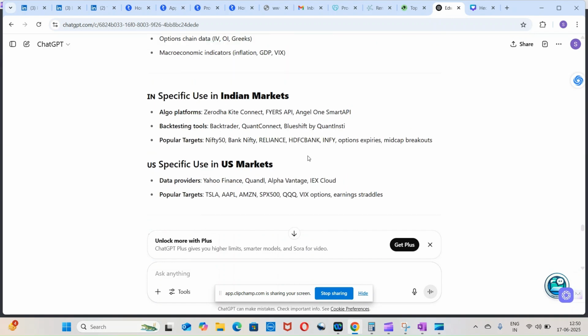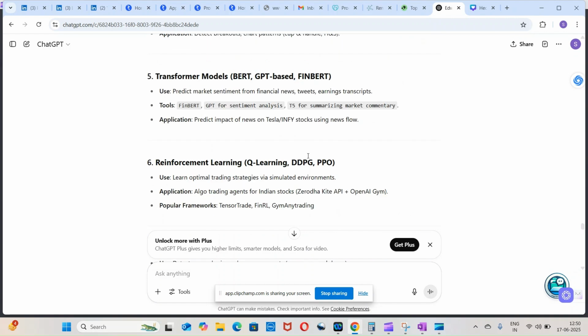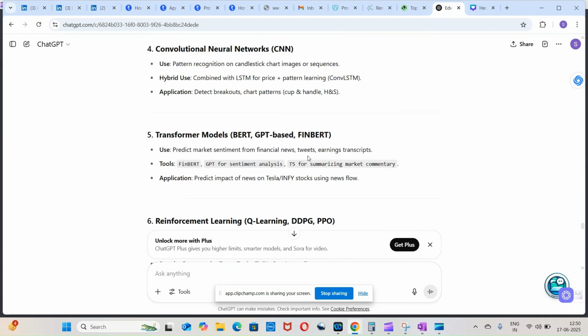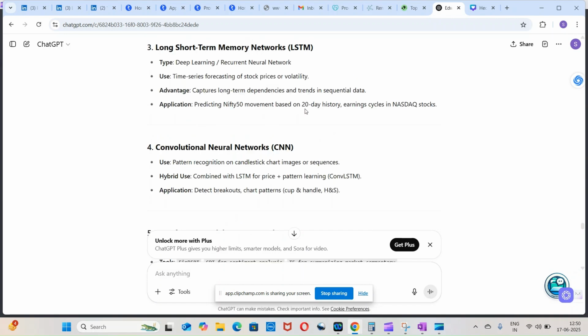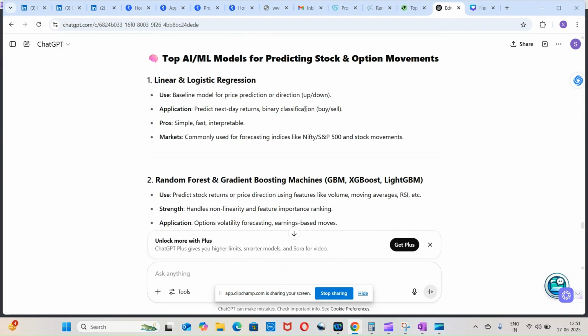So let's go deeper into these models and understand them in a deeper way also, not only in plain English and easy to understand language. Okay, so yeah, the linear and logistic regression.